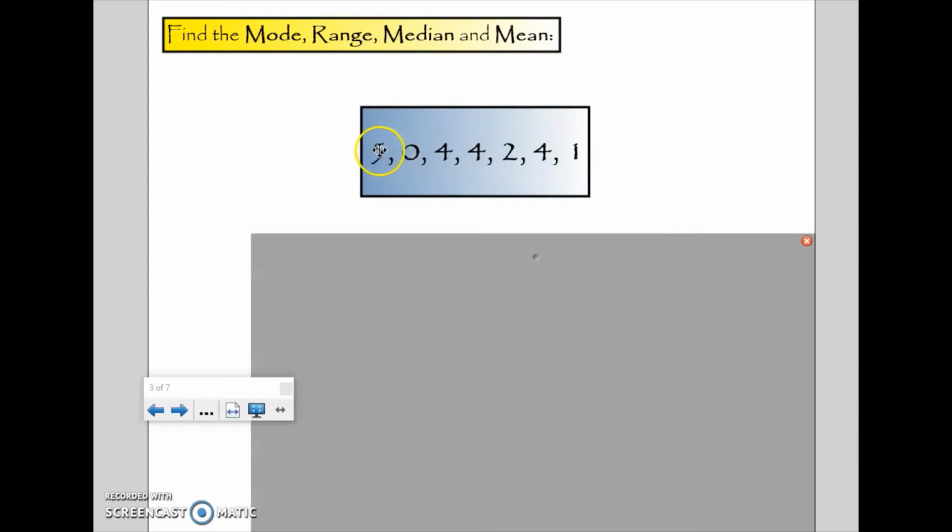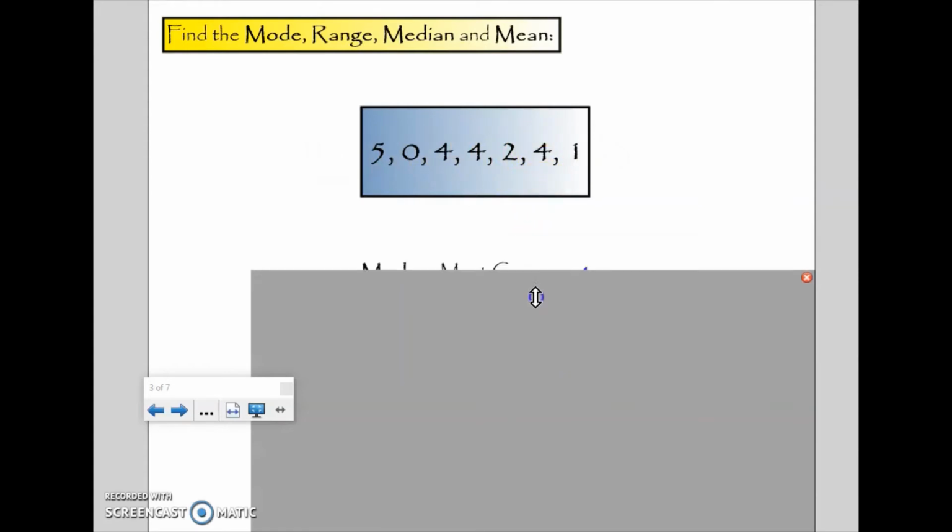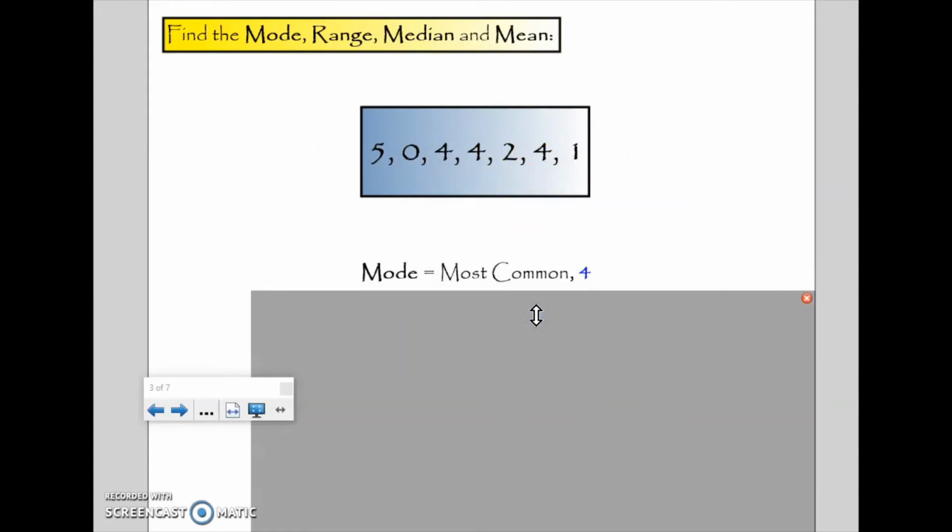We have a slightly larger data set, but we're still going to be able to apply the same knowledge we did in question 1. To find the mode, we want the most common value. So we look at the data set. There is 1, 2, 3 4s, making it the most common, the most frequent. So our mode is 4.